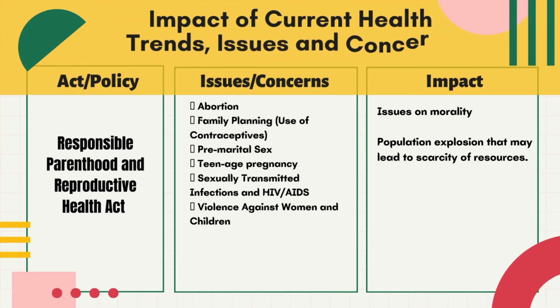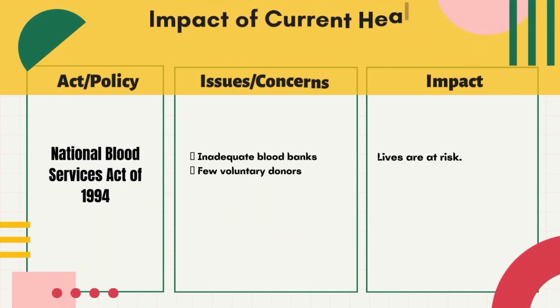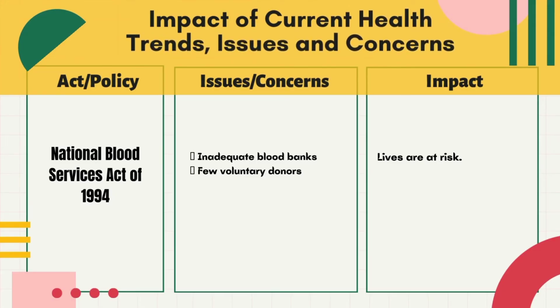Act or Policy Number 4, Responsible Parenthood and Reproductive Health Act. Issues/concerns: abortion, family planning, use of contraceptives, premarital sex, teenage pregnancy, sexually transmitted infections and HIV or AIDS, violence against women and children. Impact: issues on morality, population explosion that may lead to scarcity of resources. Act or Policy Number 5, National Blood Services Act of 1994. Issues or concerns: inadequate blood banks, few voluntary donors. Impact: lives are at risk.